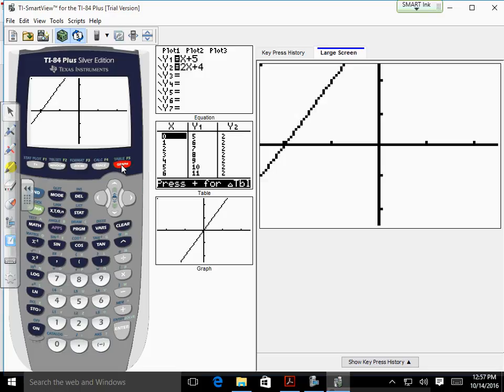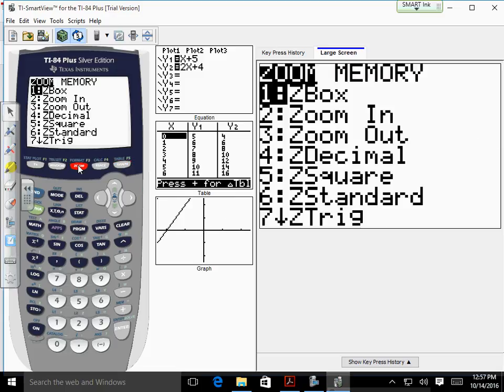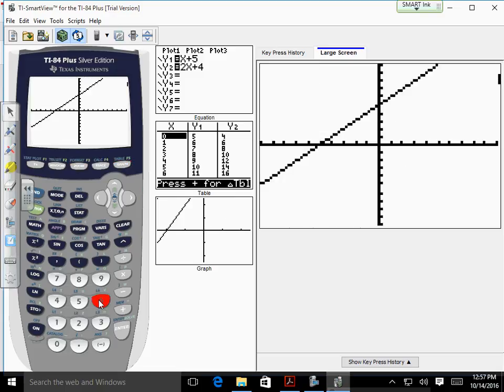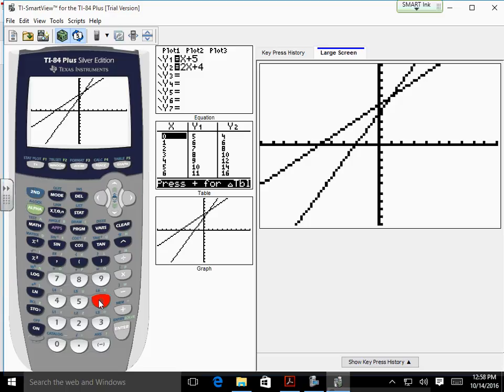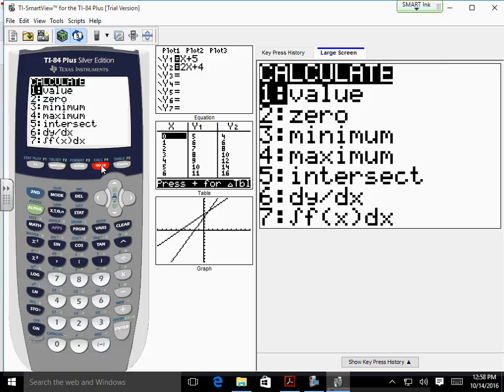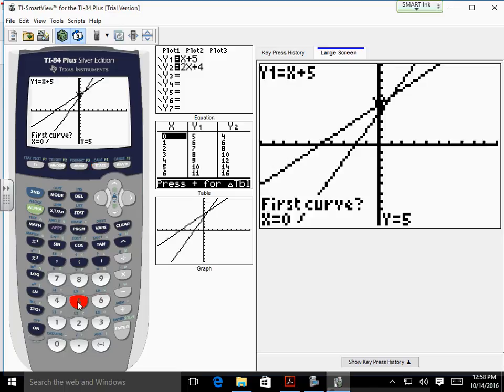Okay, now in this case, my window was messed up from something else I was doing, so I may want to do a zoom 6, because the calculator won't do the intersection unless it can actually see the intersection on the screen. So once the calculator can see the intersection, do second trace, 5, enter, enter, enter.